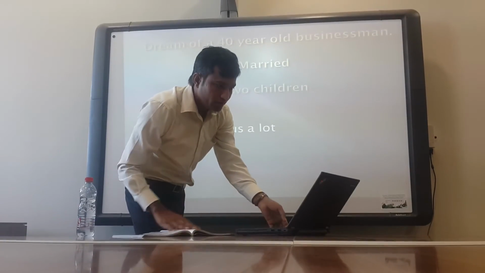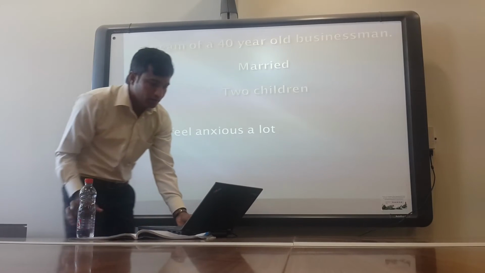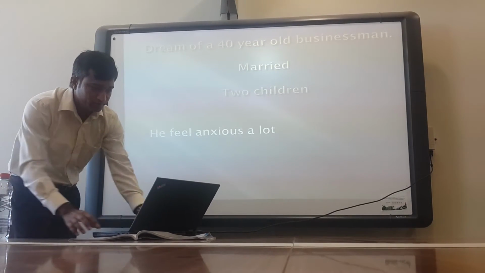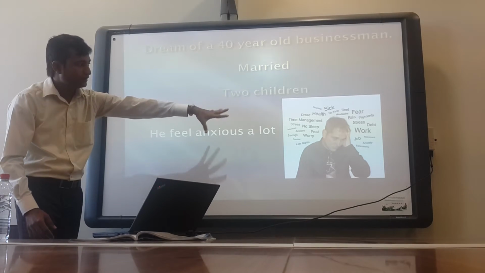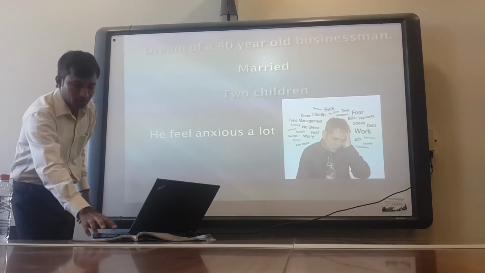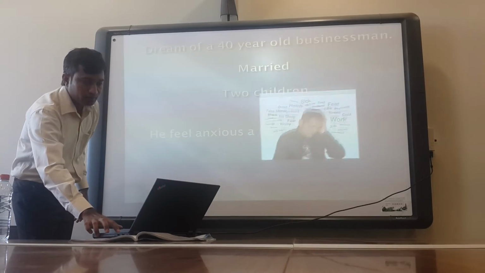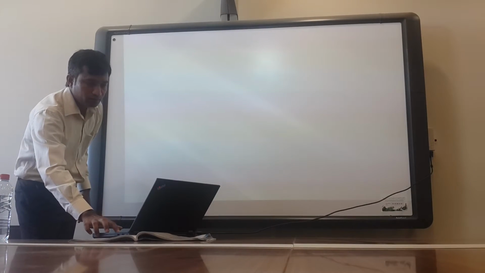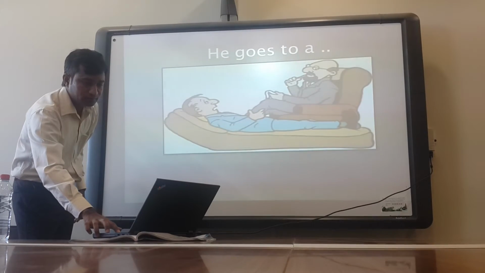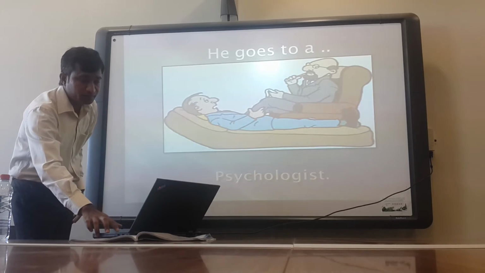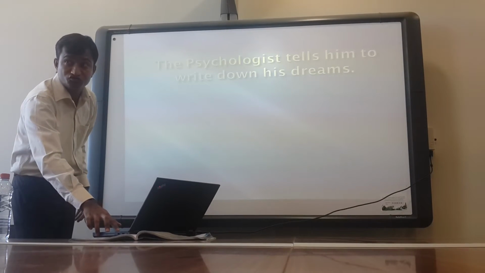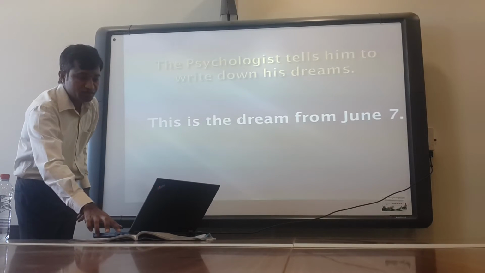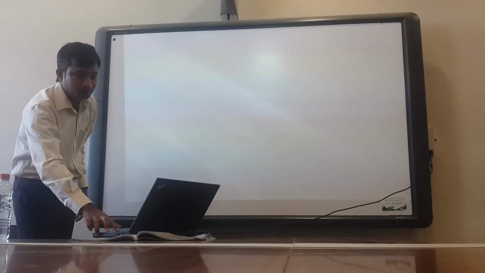A dream of a 40-year-old businessman, married, with two children. He feels anxious. So anxiety and all those feelings are given there. Then he goes to a psychologist. The psychologist tells him to write down his dreams. This is a dream from June 7.